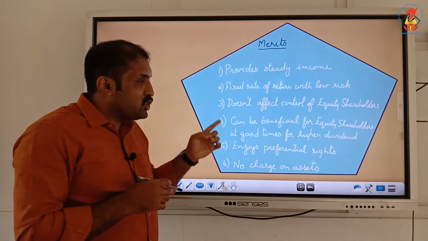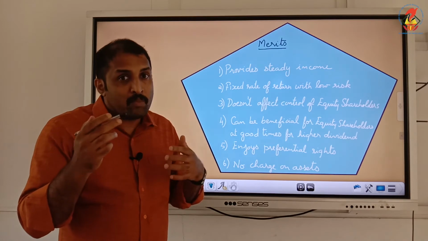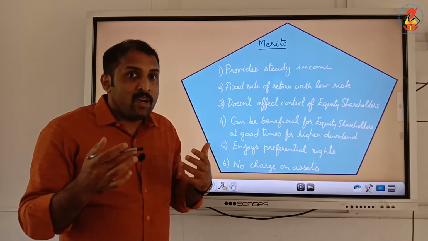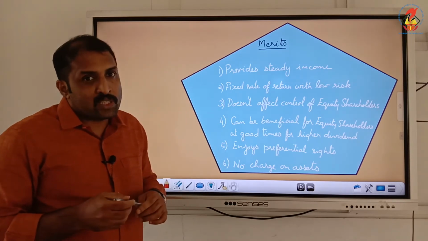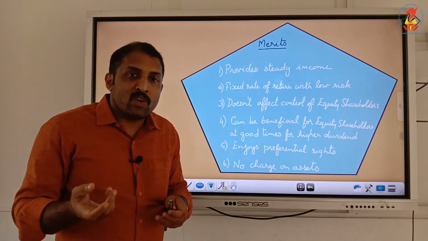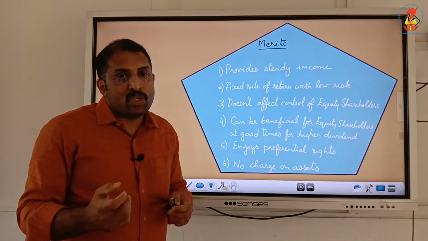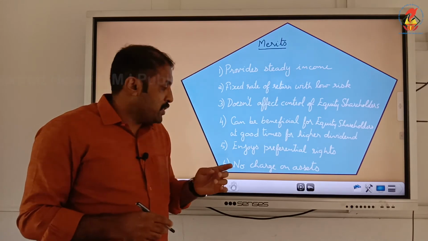Fifth one, it enjoys preferential rights regarding repayment of principal amount and dividend. They have preferential rights. No charge on assets. No assets are given as security while purchasing shares. No charge is created. So that is yet another merit.